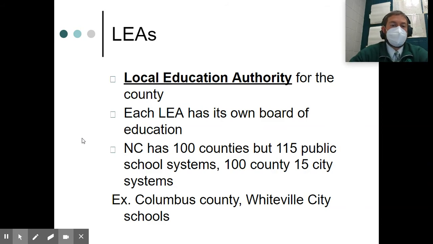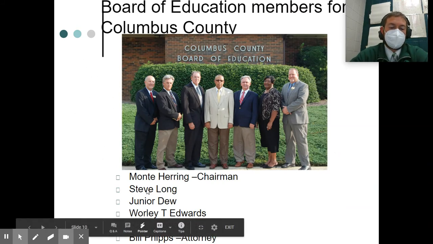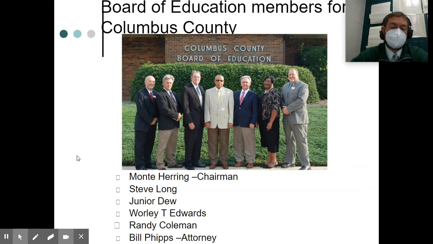We also have LEAs, which you are a part of, the local education authority for the county. Each LEA has its own board of education. North Carolina has 100 counties, but 115 public school systems. This is because there are 100 county systems and 15 city systems. For example, Columbus County and Whiteville City. Our board of education, which this is an old picture, these are actually the current members who are on there: Monty Herring, Steve Long, Junior Dew, Worley Edwards, Randy Coleman, and then Bill Phipps is the attorney.